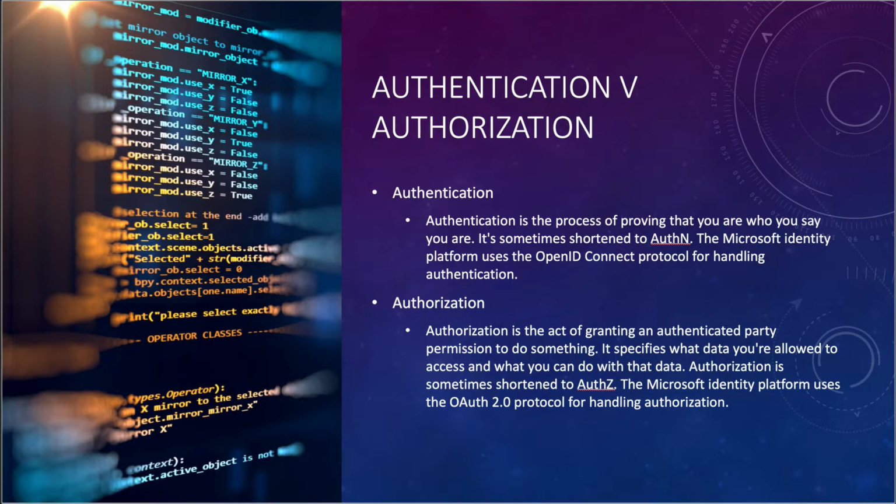And again, we just got done talking about how Active Directory works in there. And this is where you're going to work on that login process. Then you have authorization. That is the act of granting an authenticated party, so someone who's already given their username, their password, maybe some code, some MFA, something else going on. So they've authenticated. Now they're getting authorization, and it specifies what data you're allowed to access and what you can do with that data.